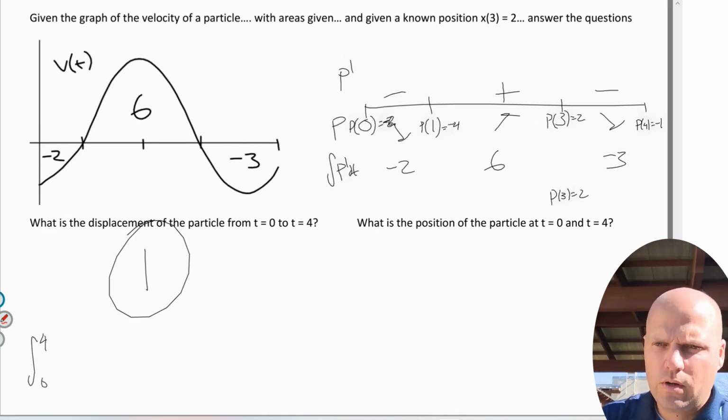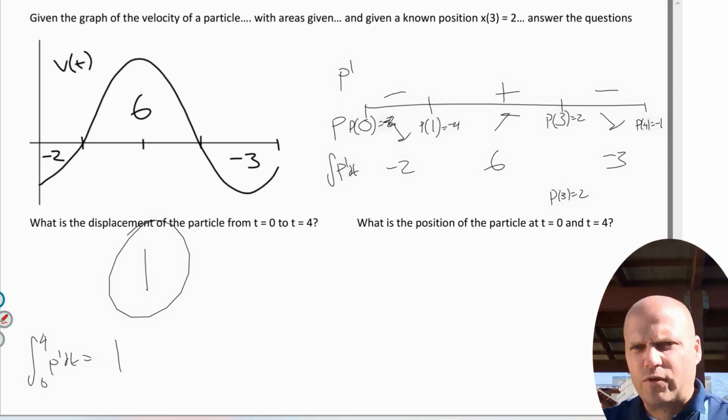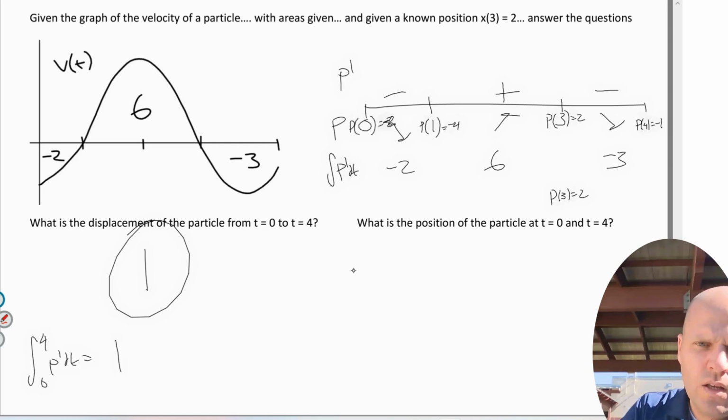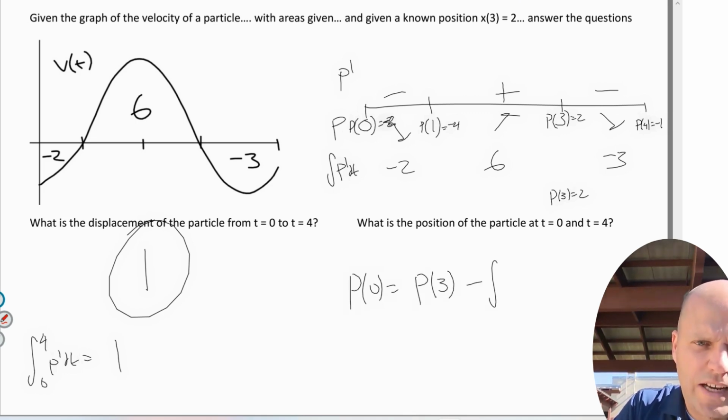from 0 to 4, accumulating my velocity. We get a total of 1. Left 2, right 6, left 3. Position at 0 is my position at 3, and then I subtracted my displacements from 0 to 3, which is why I subtracted 6 and I added 2. 2 minus 6 plus 2, or 2, 6 minus 2 is 4. So 2 minus 4 is negative 2.